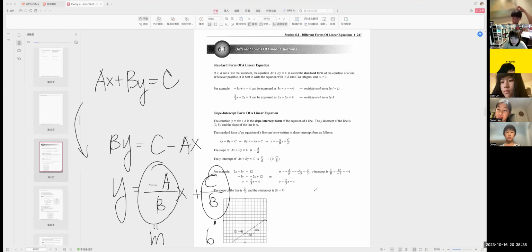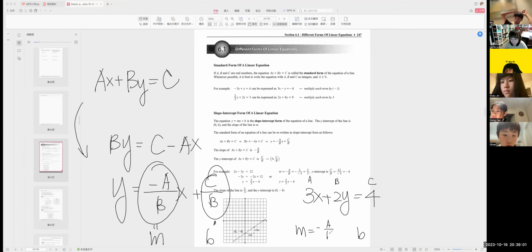Okay, so that means if I give you 3x plus 2y equals 4, what is their m? What is their b? Because this is a, this is b, this is c, right? You can see m equals negative a over b, which equals negative 3 over 2. And b equals c over b, which is 4 over 2, which equals 2.